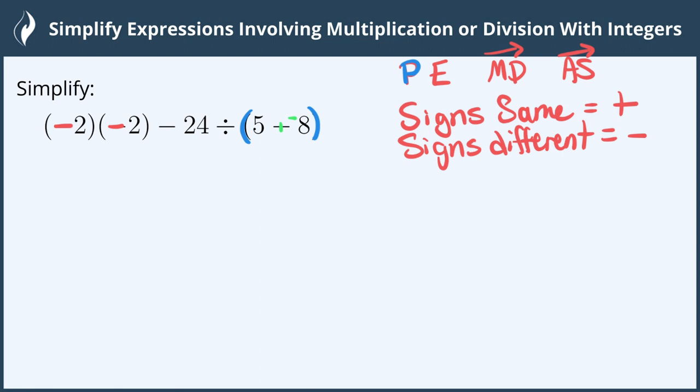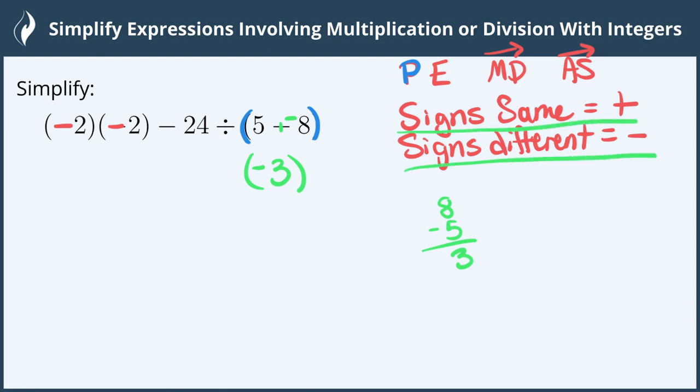5 plus -8, the signs are different, so we will subtract. 8 minus 5 is 3. Then we take the sign of the larger of the two numbers. In this case, it is negative because 8 is larger than 5. So it's -3.